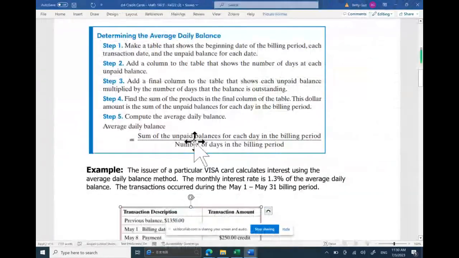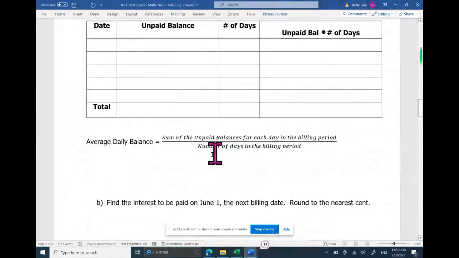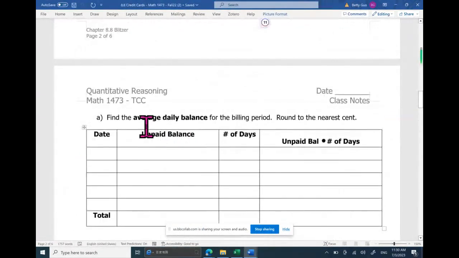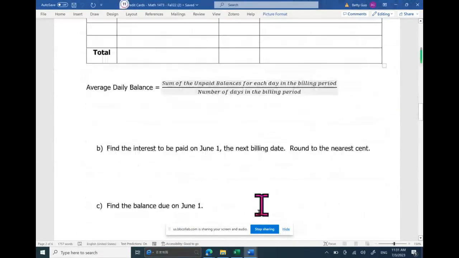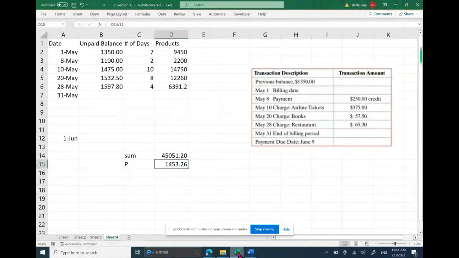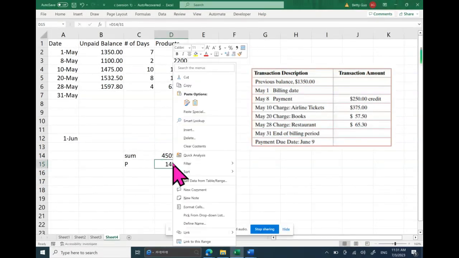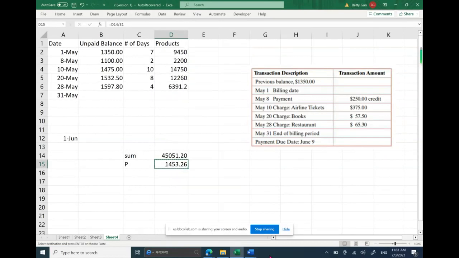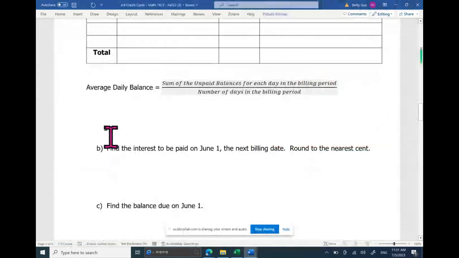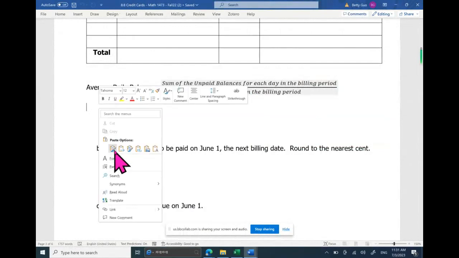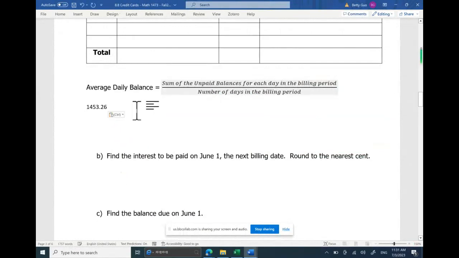Let's go to the guided notes. That should be the first part we're looking for: find the average daily balance for the billing period, rounded to the nearest cent. Okay, if we round it to the nearest cent, we have $1,453.26. Let me write it down. I can just copy paste.